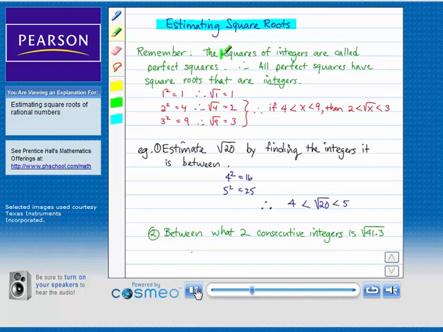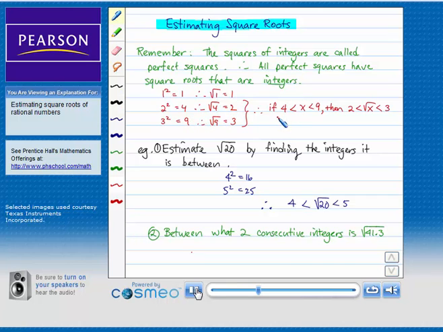Now remember, the squares of integers are called perfect squares. For example, 5 squared is 25, so 25 is called a perfect square. And therefore, all perfect squares have square roots that are integers. 1 squared, for example, is equal to 1. Therefore, the square root of 1 is equal to 1, an integer. 2 squared is equal to 4, so therefore the square root of 4 is equal to 2. 3 squared is equal to 9, and therefore the square root of 9 is equal to 3.